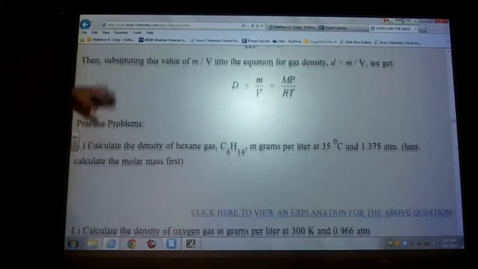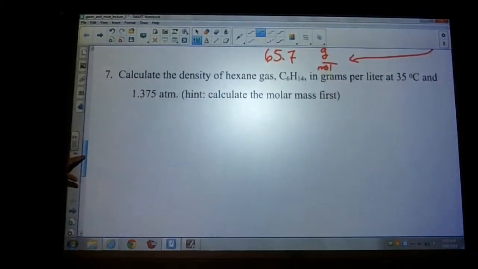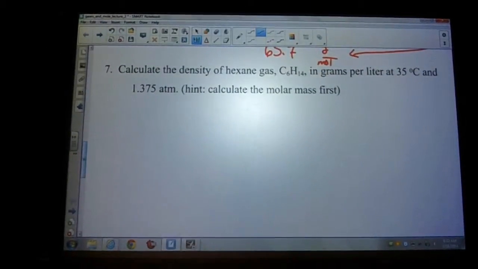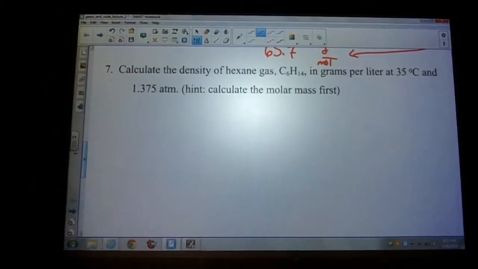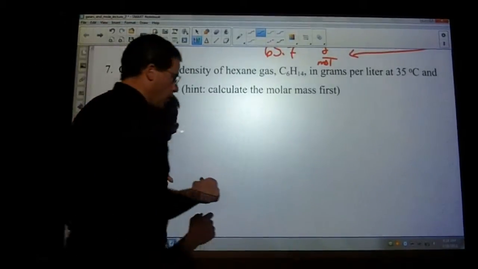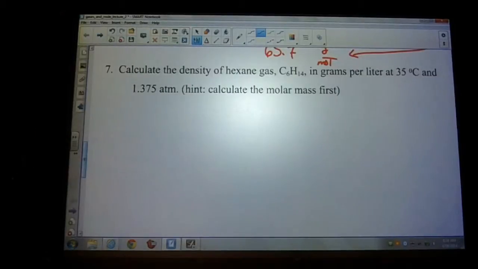Okay, and I think I show the process of going through that in the notes. Number 7 says calculate the density of hexane gas, which is C6H14, in grams per liter, at 35 degrees Celsius and 1.375 atmospheres. And as a hint, I put on here, calculate your molar mass first, because we don't have the molar mass. In other words, it's nice to know some values that are involved here.